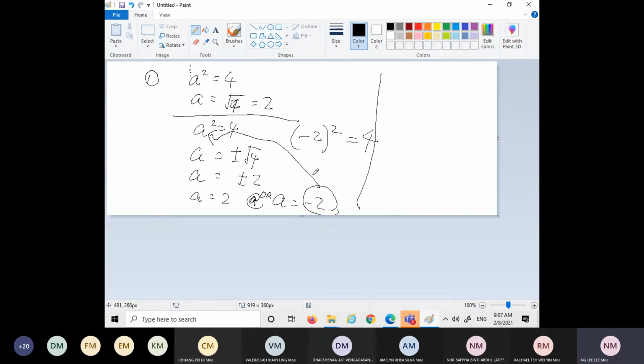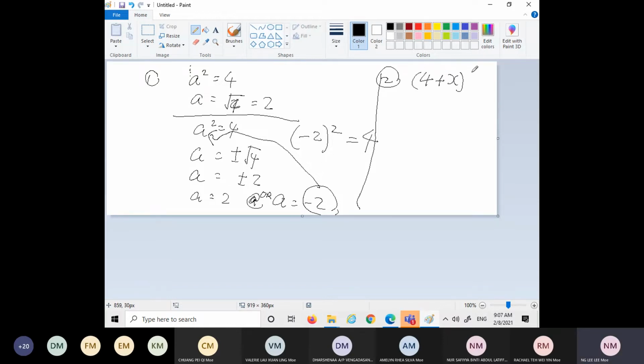I remember after the a, you got to substitute to get the b. So you got to substitute a equals 2 to get the b. After that, you got to substitute a equals -2 to get another b. So you have two pairs, a and b are two pairs of answers. So this is one of it. Another one: the expansion of this.